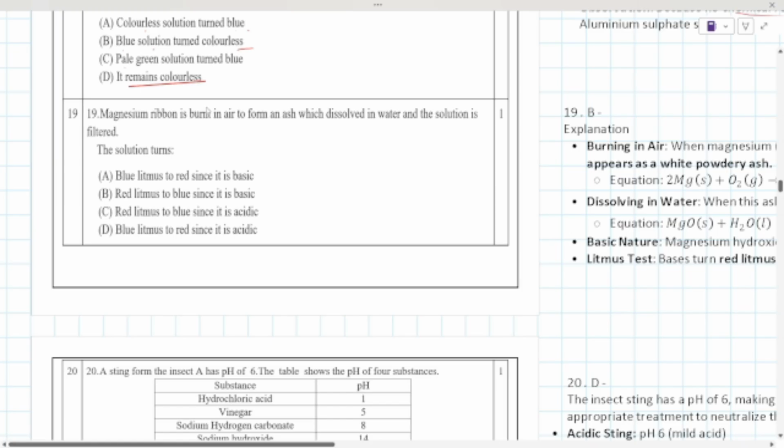Magnesium ribbon is burned in air. This is very important. The product is dissolved in water and the solution filtered. The solution turns what? Blue litmus to red since it is basic. Red litmus to blue since it is basic. Red litmus to blue since it is acidic. Blue litmus to red since it is acidic. What will be the answer?